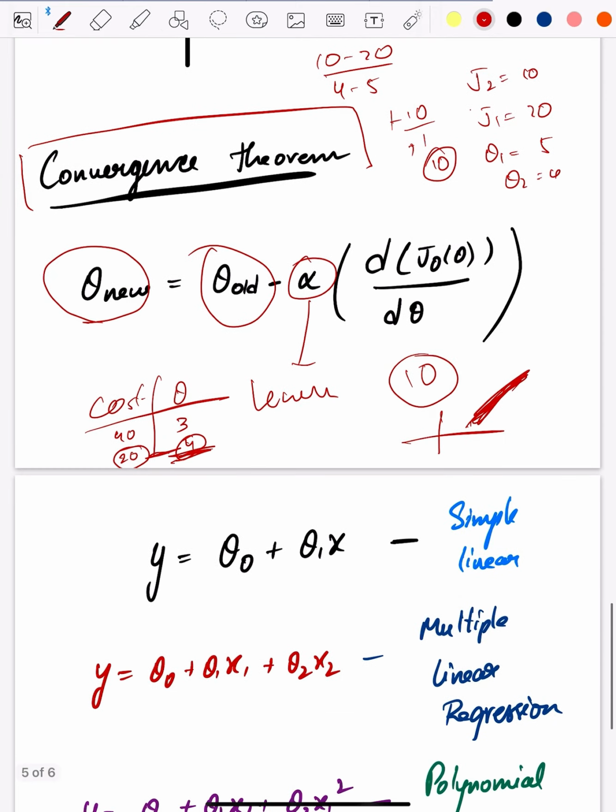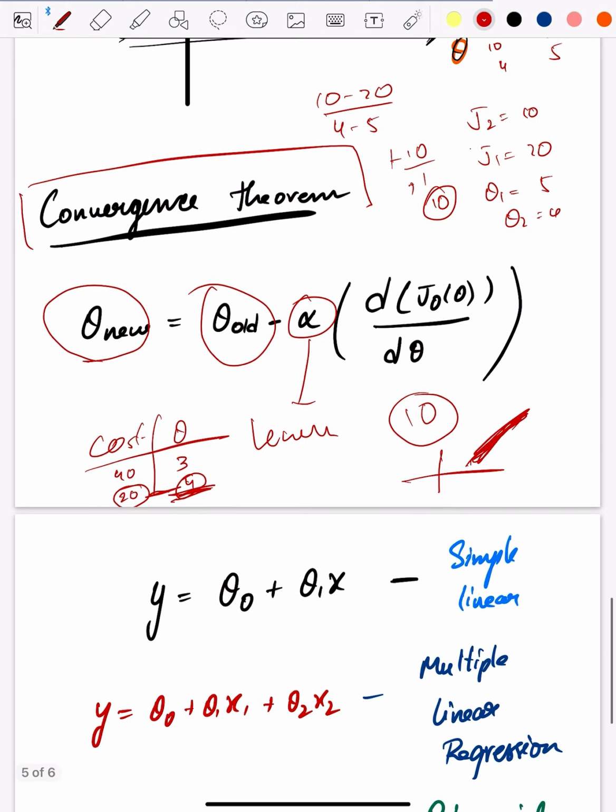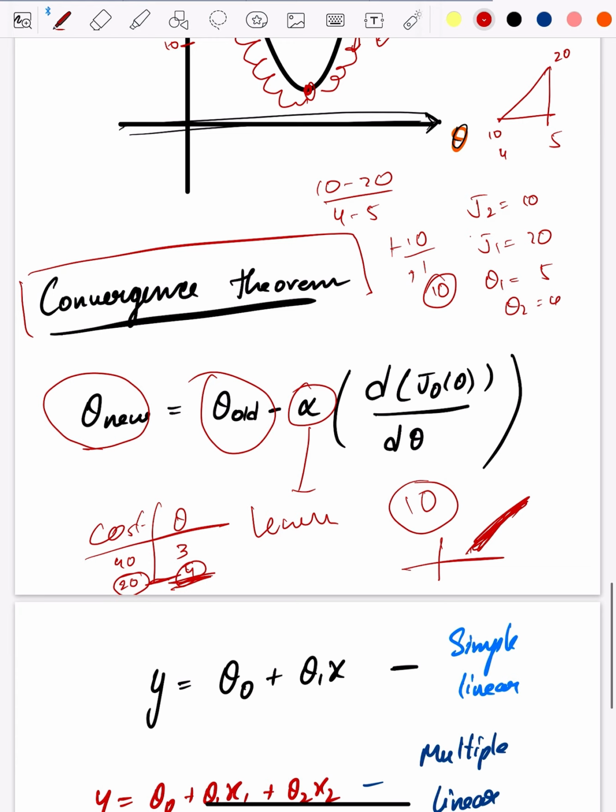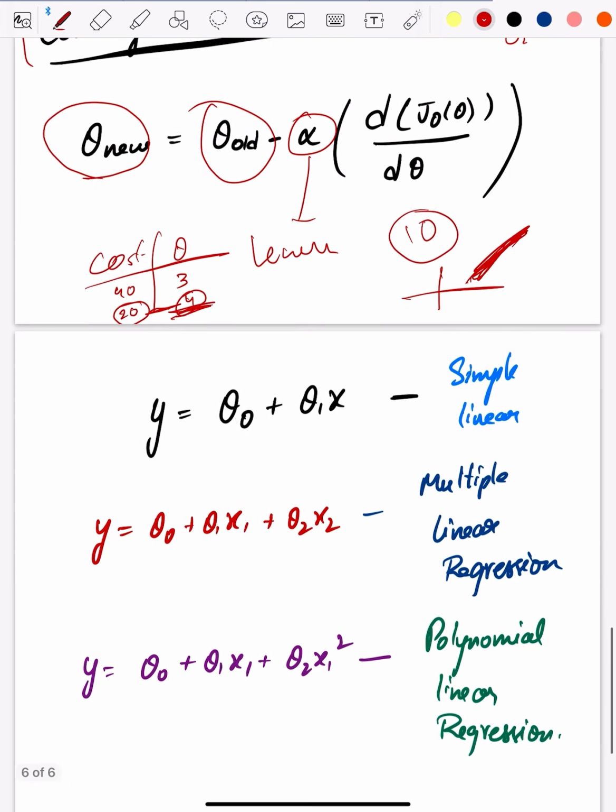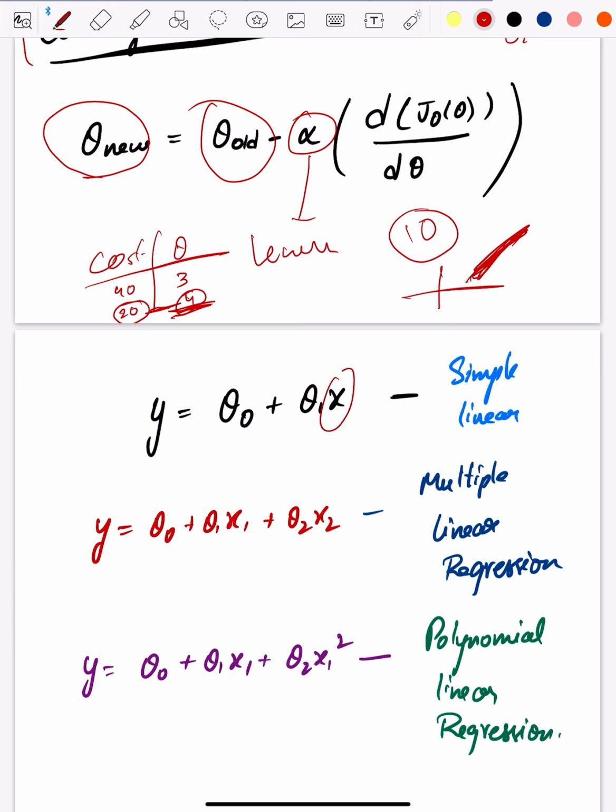So now coming to different models, simple linear regression has a lot of things to discuss. One is simple linear regression, which we just discussed, in the sense that it has only one independent variable. It has only one independent variable and one slope. It's called simple linear regression.